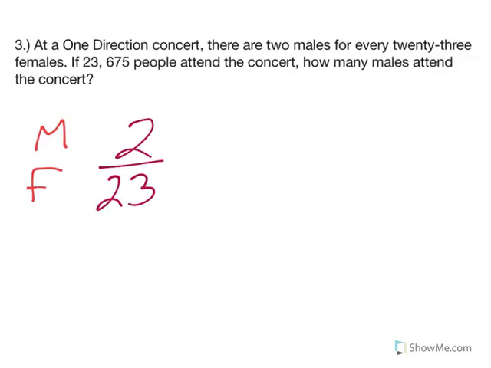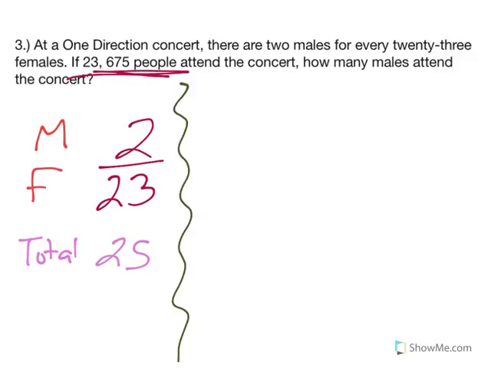Then it says, if 23,675 people attend the concert, how many males attend? And you're thinking, what? They say people and not females or whatever. So what am I supposed to do? Well, let's go back to this. If there were 2 males and 23 females, that means there were 25 total. So I can say, you know what? Let's start a new thought process. And let's think males to total.